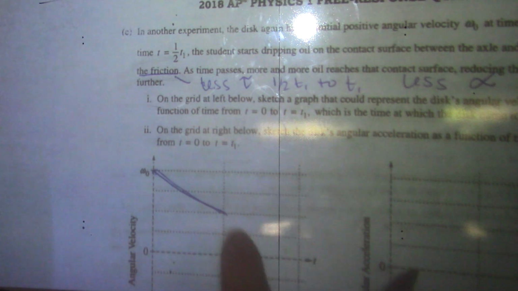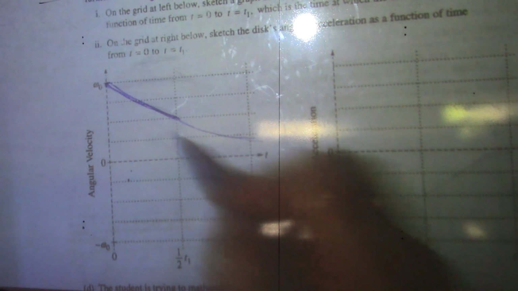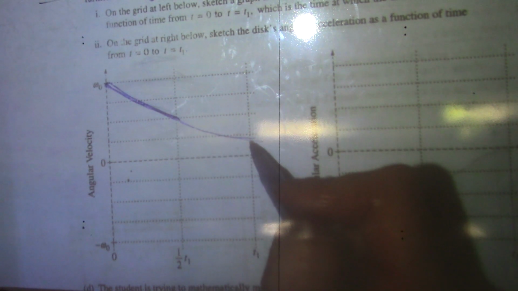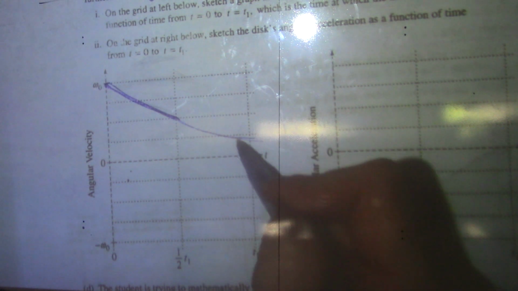Notice that for the first half, until t equals 1/2 t1, it was still the same. So I'm still starting at omega naught, and everything's the same up to 1/2 t1. Then it's only in the second half that something has changed. From here, I have less acceleration. So instead of keeping this constant slope, now I have less slope, so it should be dying off like this. It's still slowing down, right? The friction didn't go away, but I am slowing down at a slower rate because I have less acceleration.